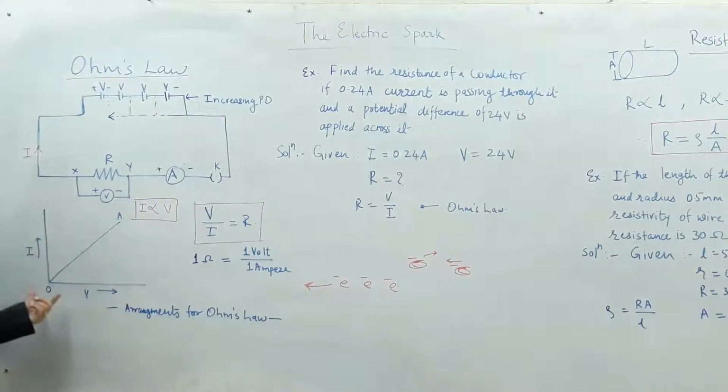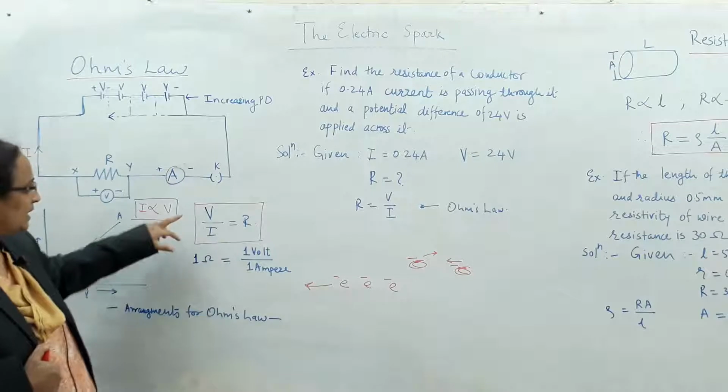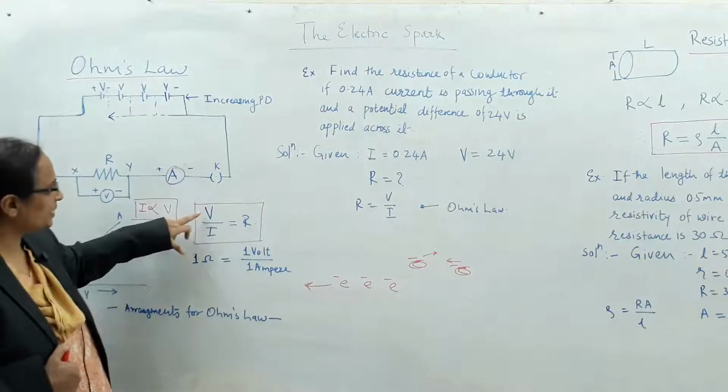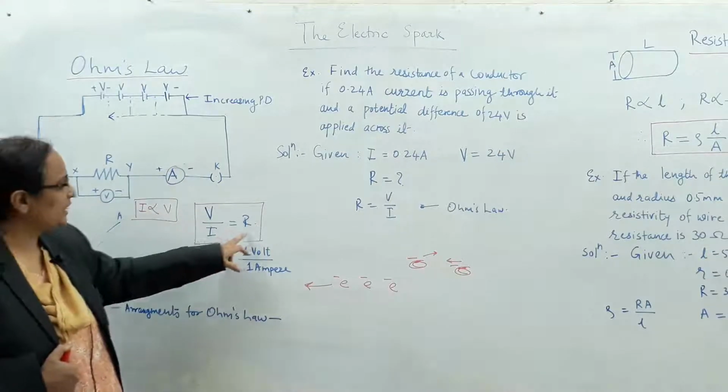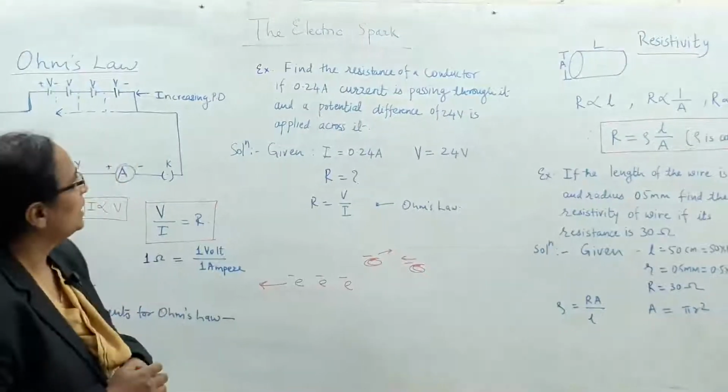According to our observations, we plot the graph, and this graph will come like this. It will show us V upon I is equal to R. We will calculate the value of R for different values of V. Now we will see the example.